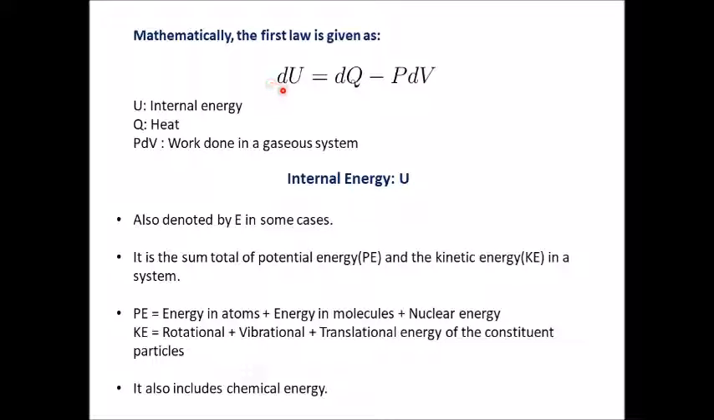Analyzing each term, what is dU? U we said is internal energy, but U cannot be measured. U is also represented by E in some cases. U is not a measurable quantity, but dU can be measured with respect to other parameters in the system. What is U? U is the internal energy, which is the sum total of potential energy and the kinetic energy of a system. Potential energy is equal to energy in atoms plus energy in molecules plus nuclear energy. Kinetic energy is equal to the rotational energy plus the vibrational energy plus translational energy of the constituent particles. It also includes the chemical energy.